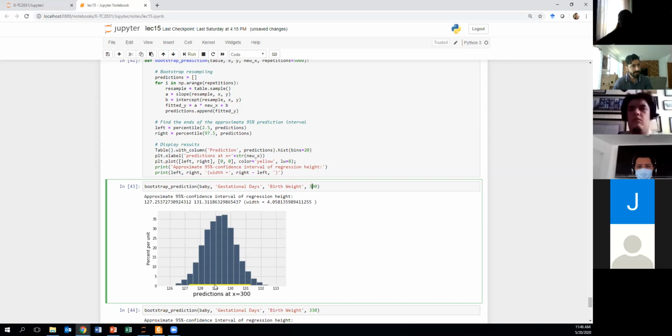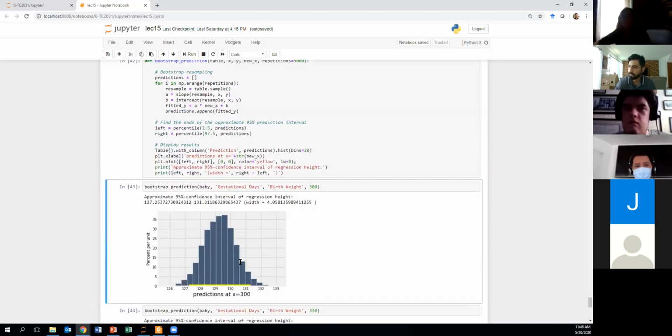So what it's showing me exactly, as David said, is that at gestational day 300, with a 95% confidence interval, my birth weight is going to fall between 127 and 131. Is it clear what we're doing? And the width between these two numbers is about 4. Okay, so my preciseness is about 4.